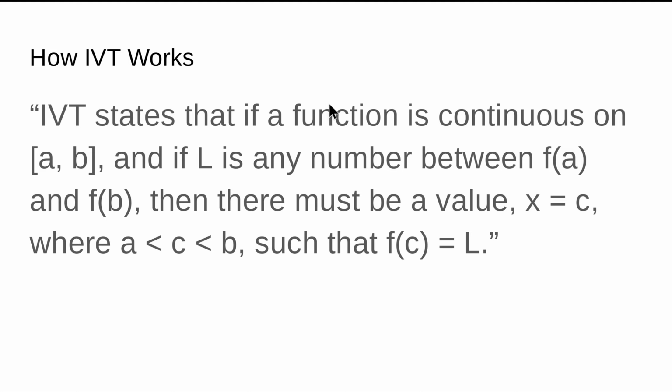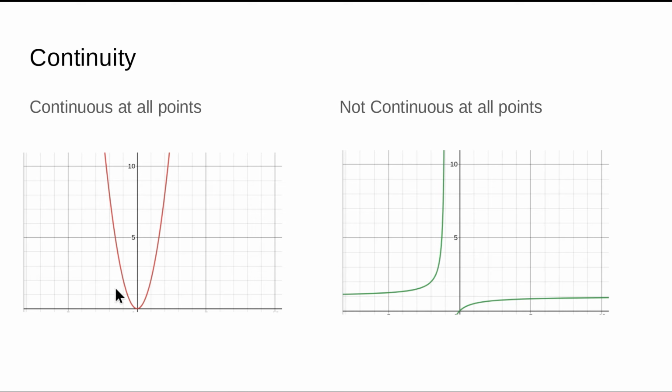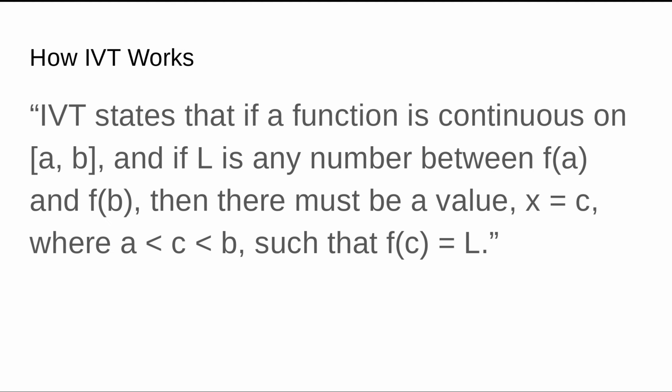IVT states that if a function is continuous on the closed interval a to b, so let's use this as an example, a to b, 0 to 2, and if L is any number between f of a and f of b, you don't need to know L, but it's just saying that this number exists, then there must be some value x equals c, where c is between a and b, and f of c equals L.